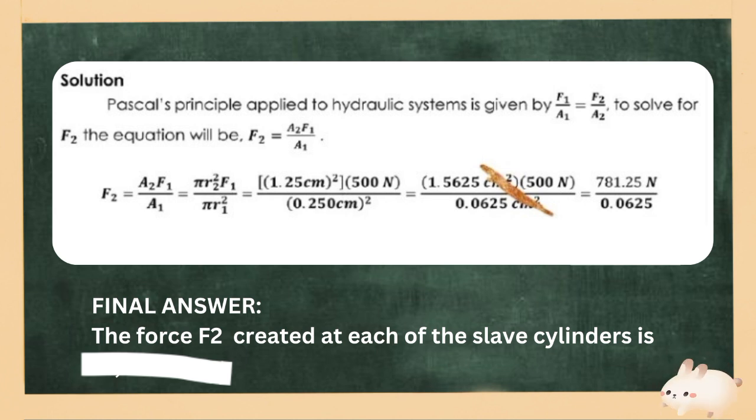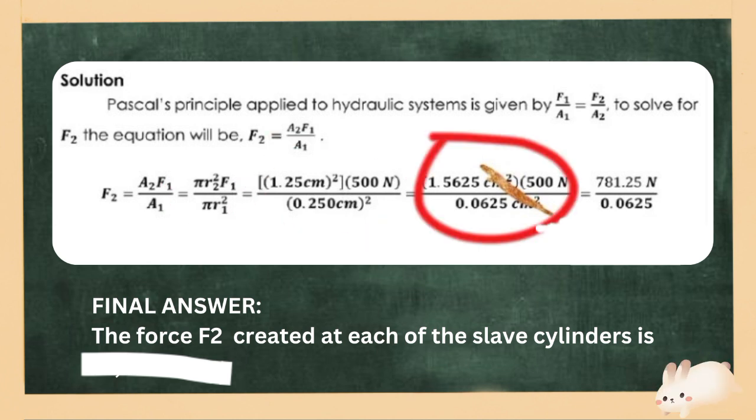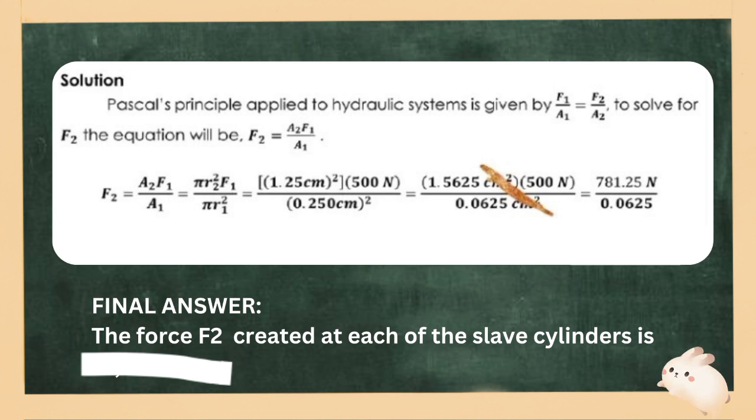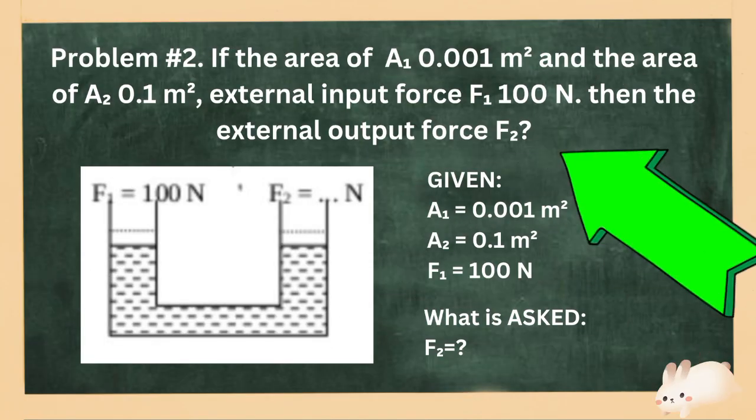So, Pascal's principle applied to a hydraulic system is given by F1 over A1 equals F2 over A2. Now, to solve for F2, the equation will be F2 equals A2 times F1 divided by A1. Now, substitute the formula with the given numbers and solve. And then, cancel the cm squared. After solving, the final answer is 12,500 newtons. Now it's your turn to answer.